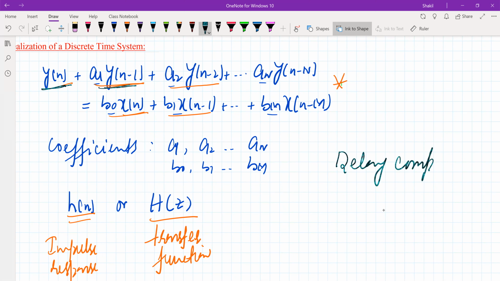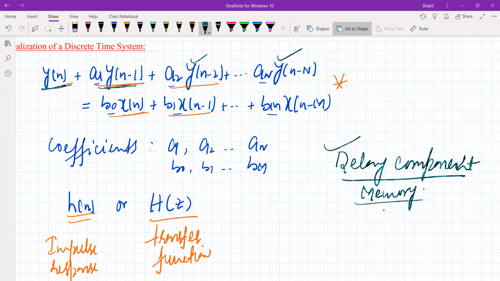So the delay component is also referred to as memory. It means you require memory, because to store the previous value of the output, you require memory. So the first component that's required is the delay. There is also a delay here, and here. Depending upon how much delay is required, that will decide the memory of the system.